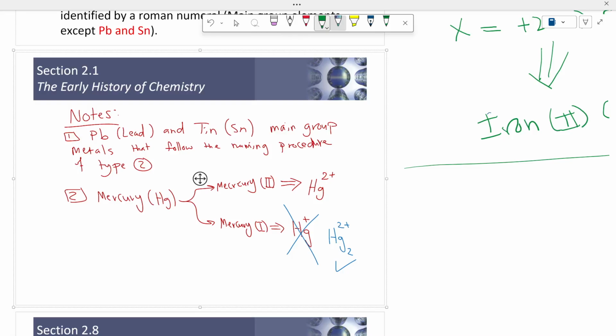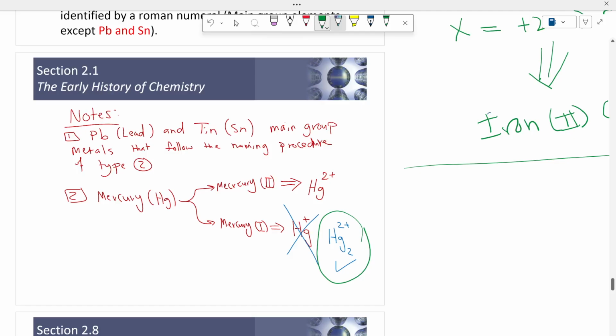Mercury is a transition element. In nature, mercury has 2 naturally occurring ions, mercury 2, which is Hg plus 2, and mercury 1. We explained the formula of mercury 1 is Hg plus 1. But mercury 1 doesn't occur in nature as a monoatomic element, it's a diatomic element. So wherever you deal with mercury 1, you should write this formula. It's Hg2 plus 2. Don't forget it.